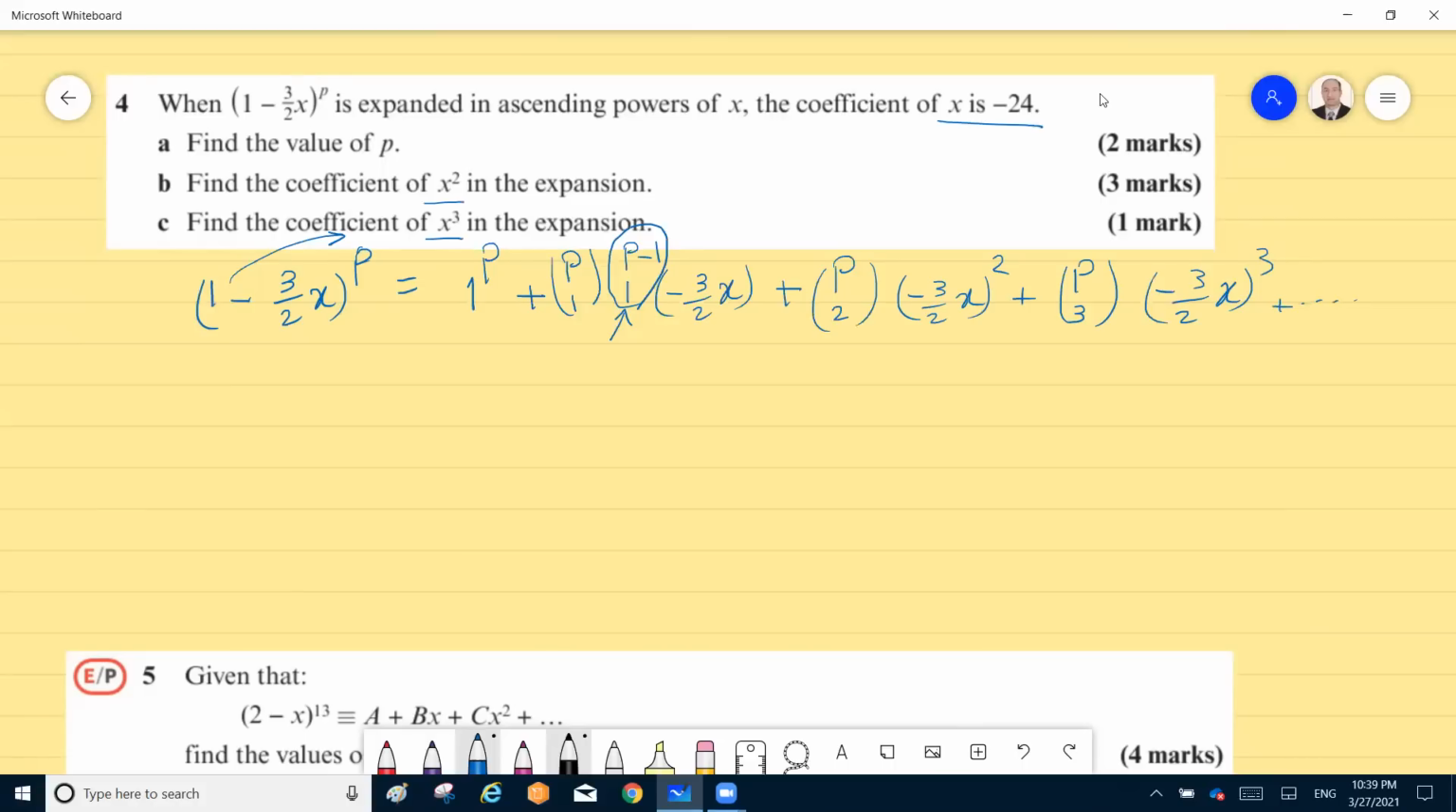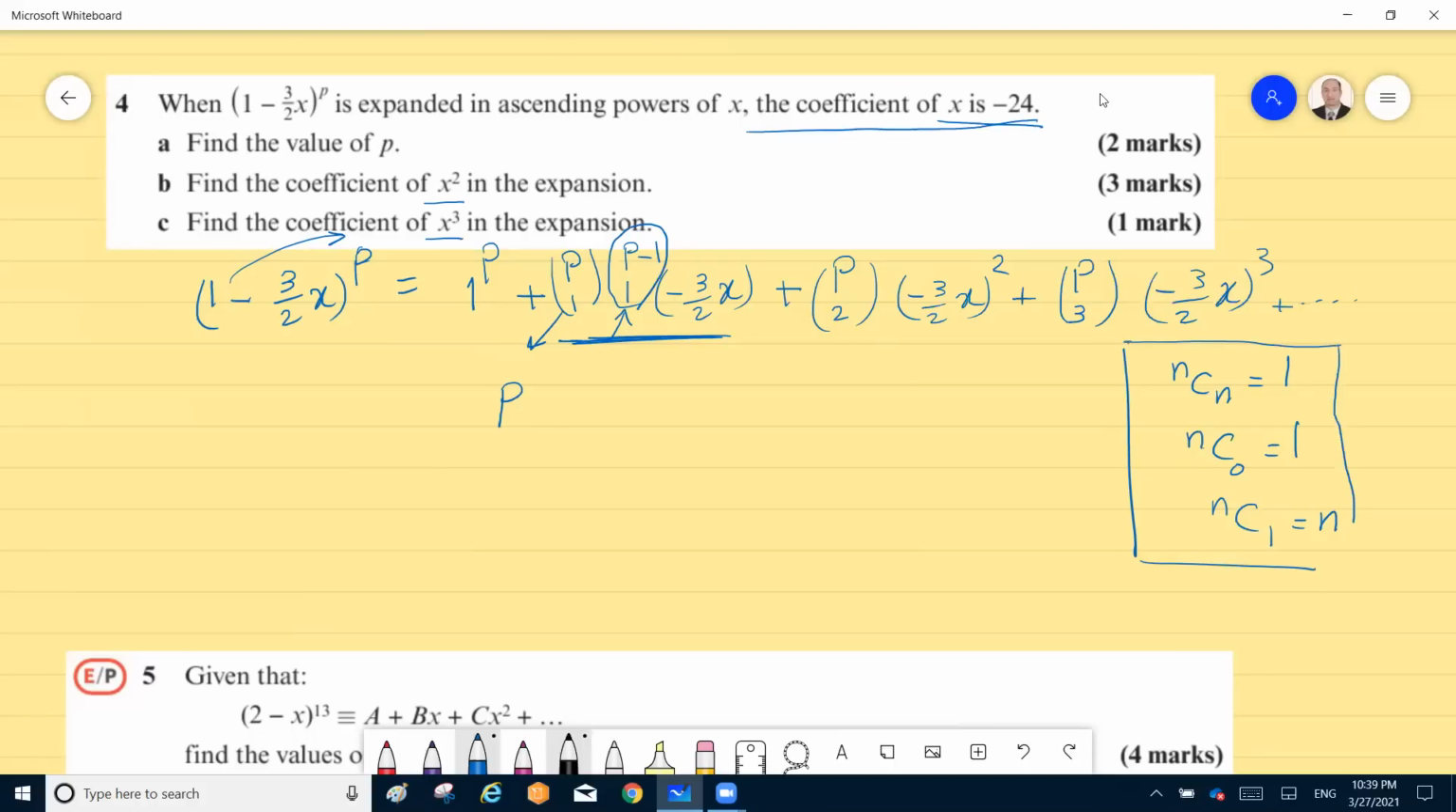You will get the value of p from the given information that the coefficient of x is negative 24. The coefficient of x has all the values of numbers here before. You know pC1 is p. Always remember these rules when you solve: nCn is equal to 1, nC0 is equal to 1 also, and nC1 is equal to n. These are special cases of the value of the combination. And the combination again is the number of ways of selecting the lower number from the upper number.